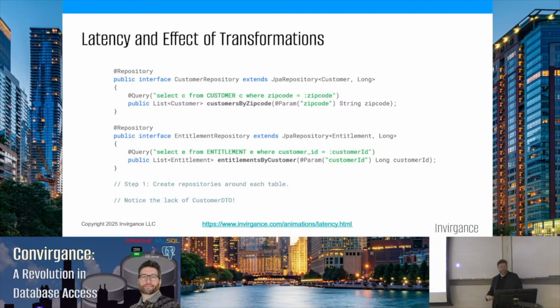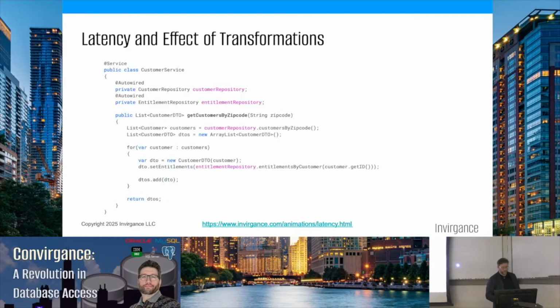So let's dig deeper into this example of ours. You might notice that it was customer DTO, but down here we have customer coming back because we have a customer repository and entitlements repository. The customer is coming back by zip code, but then the entitlements are by customer. And then here in our customer service, there's a translation from customer to customer DTO.